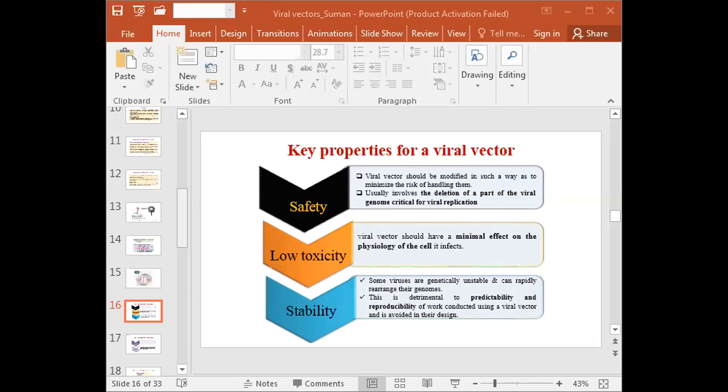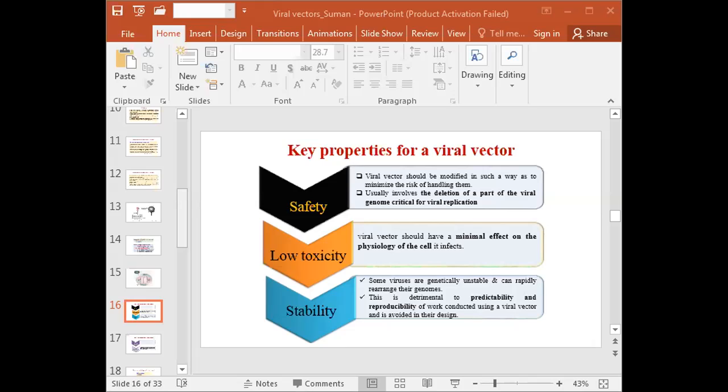So these are the actual key properties of viral vectors for gene therapy. Safety means it is targeting the actual targeted cell, not the surrounding cells, not the normal cells, only the abnormal cells, only the genetically defective cells. This usually involves the deletion of a part of the viral genome critical for viral infections. And the viral vector should be modified in such a way as to minimize the risk of handling them, meaning for the person who is handling. So risk should be minimized. Then comes minimal effect on the physiology of the cell. This is the minimum toxicity.